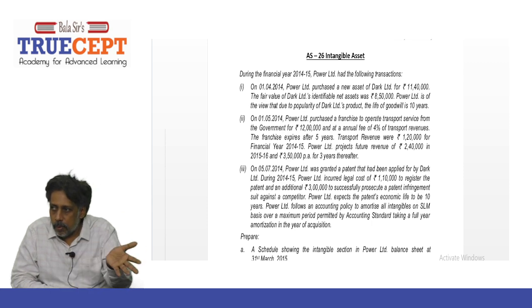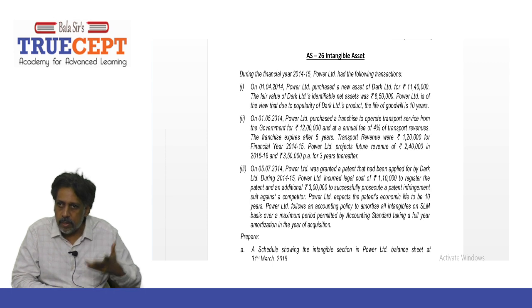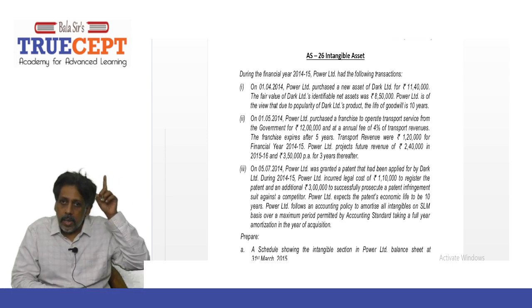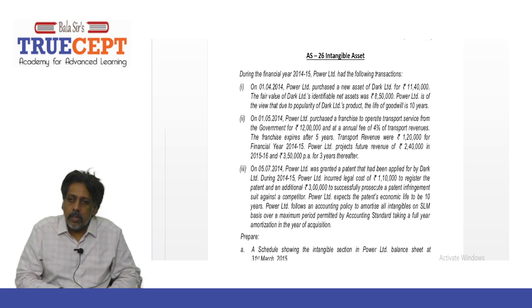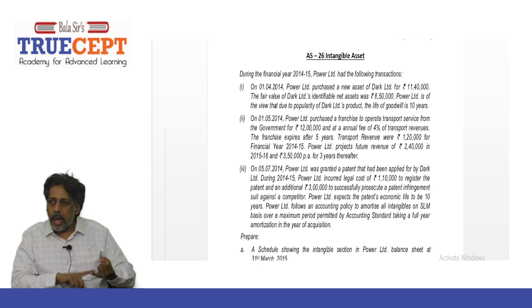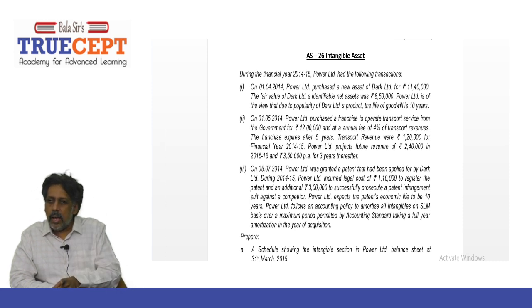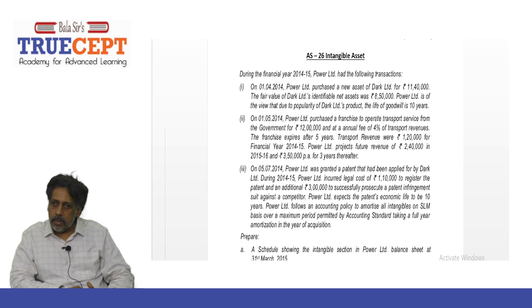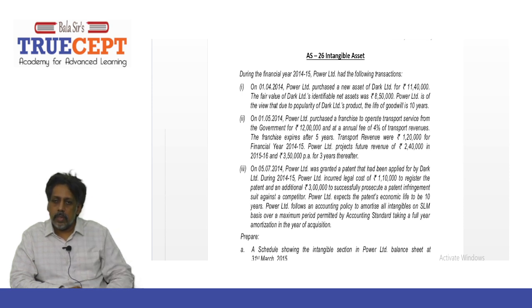Franchise is not a big deal for you because you see a lot of IPL franchises, like Sunrisers and Chennai Super Kings. These teams have to pay a lump sum amount to BCCI. So over here, rupees 12 lakh is the amount paid for the franchise. For how many years? Yes, the franchise expires after 5 years. Transport revenue was 1,20,000 for the financial year 2014-15.